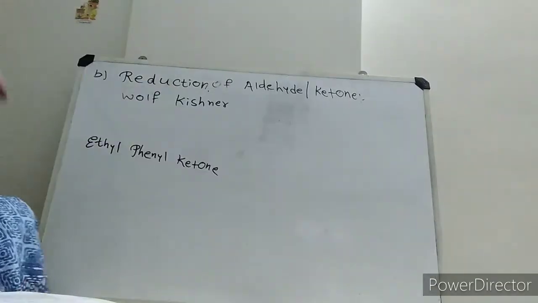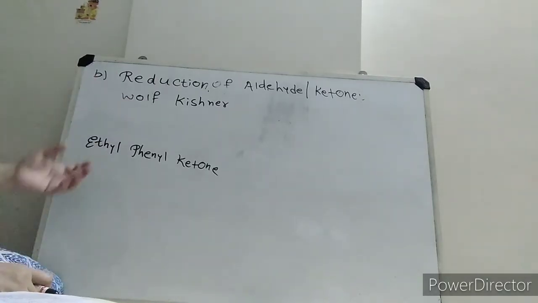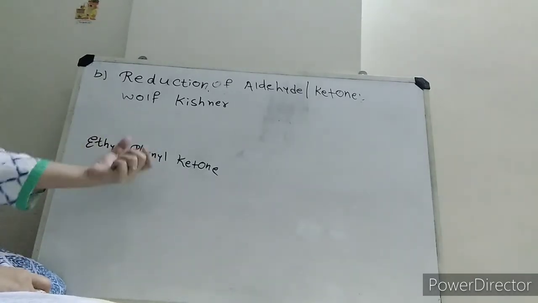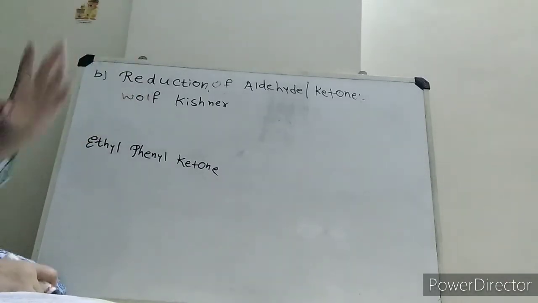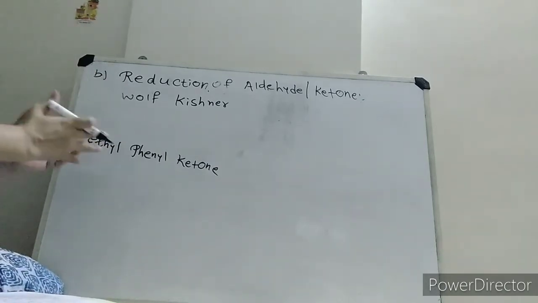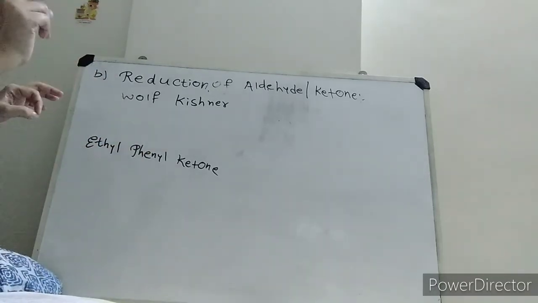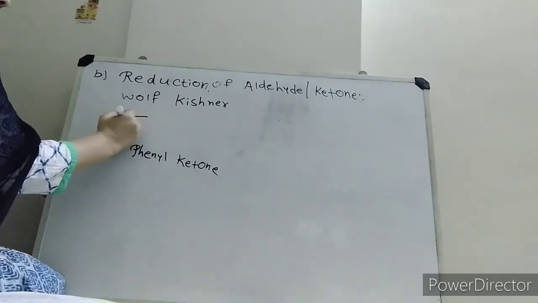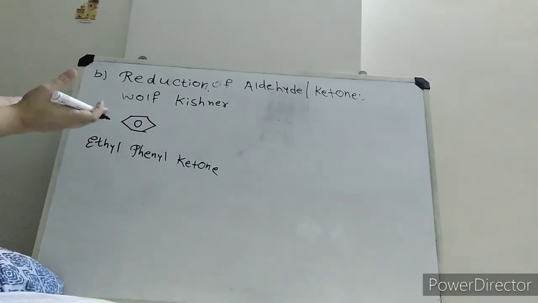Now suppose we take the second example for the Wolff-Kishner, ethyl phenyl ketone. What will happen if ethyl phenyl ketone undergoes reduction by the Wolff-Kishner method? First of all, we have to draw the structure of ethyl phenyl ketone. There is a phenyl group, so we write the benzene ring. We can write it this way also.